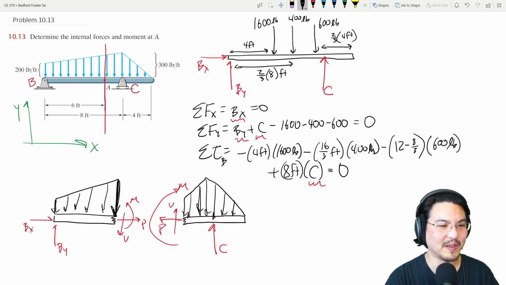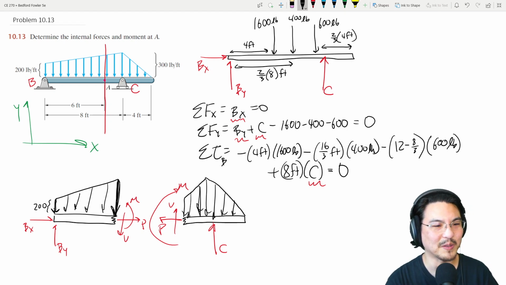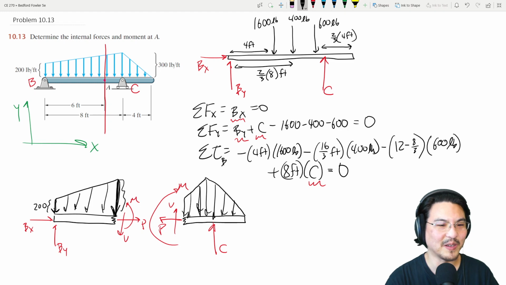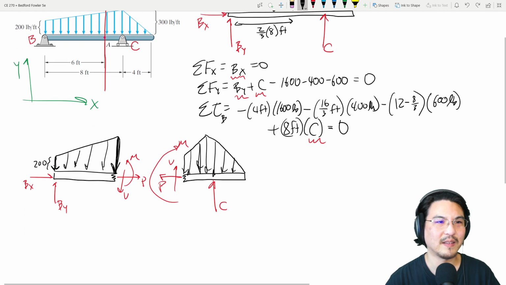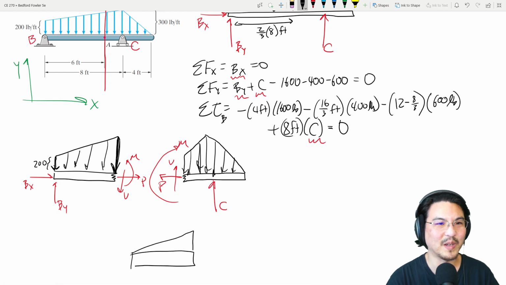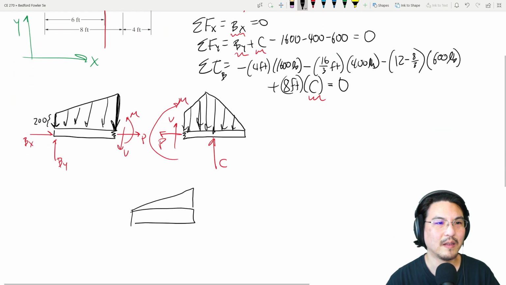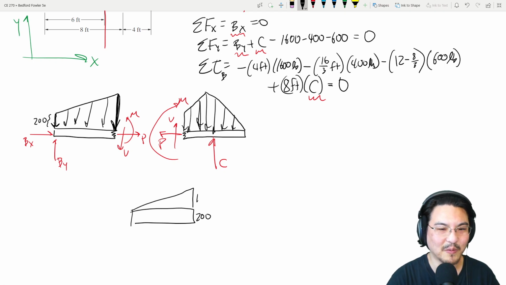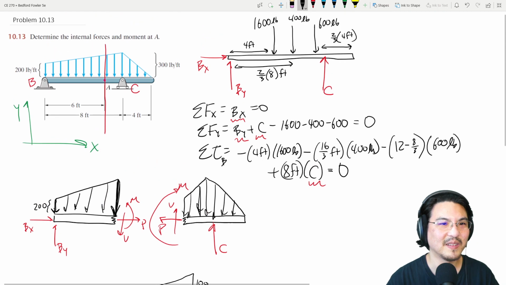Okay, so here it's 200 pounds per foot. How much is it over here? What is the slope of this? Originally, right, it was 200 over here, 100 over here, because here to here is 300. I'm looking at this entire thing right here.